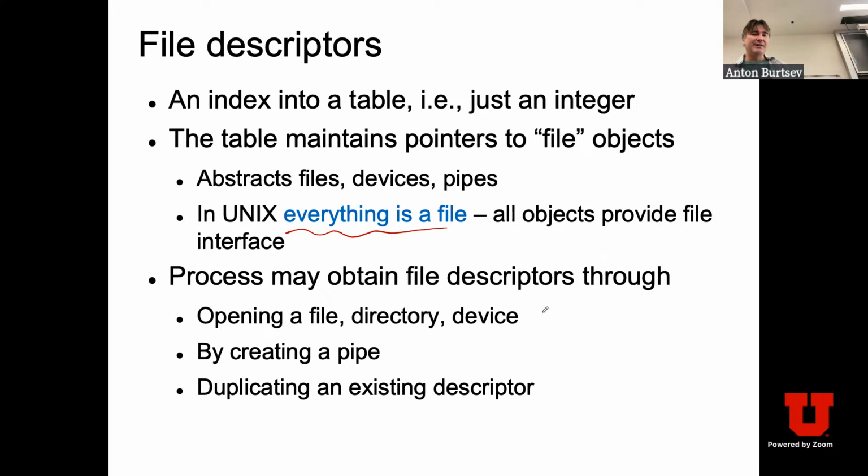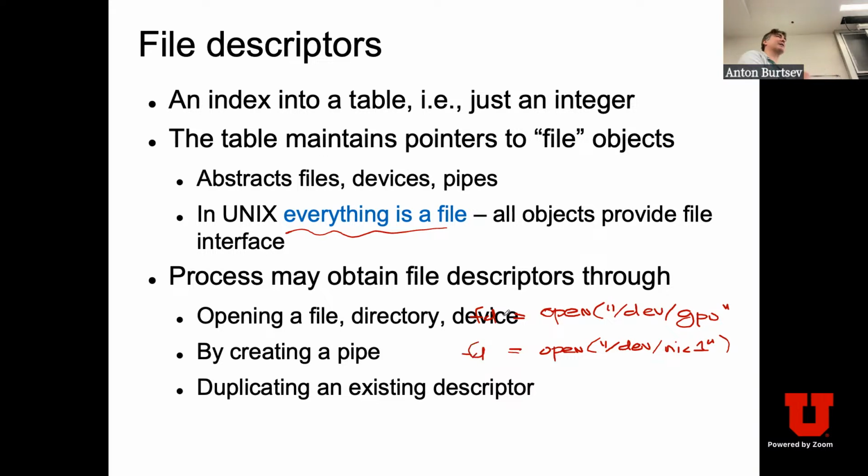Which means that if you open something in dev, which is like a device subsystem, something like a GPU, you will be talking to a GPU through a file which you open here, with the read and write system calls. If you open something like dev NIC number 1, where NIC stands for network interface, like a network card, then you will get a file descriptor which will allow you to send packets on the network, right? It's kind of elegant.